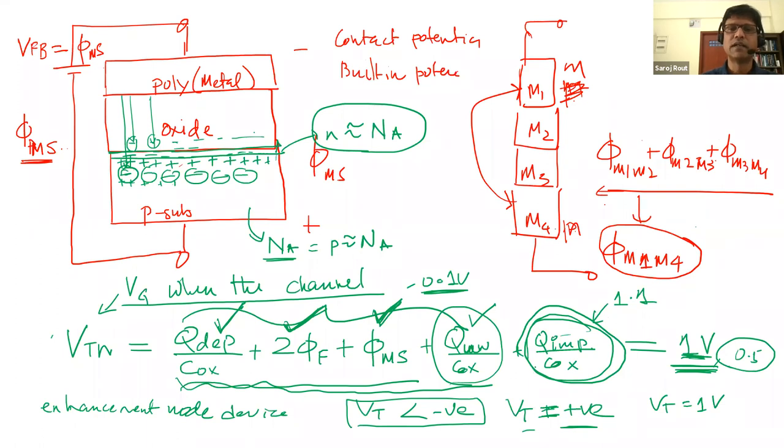Okay, did that make sense so far? Any questions so far? Like I said, I just wanted to introduce you to how we are forming the channel. Next time I'll explain why 2 phi F, but just to give you a quick idea.